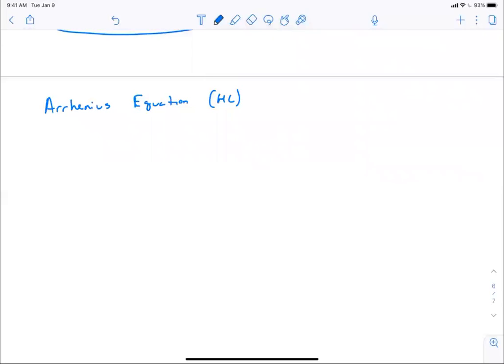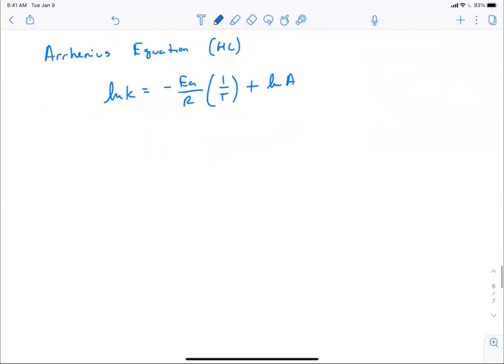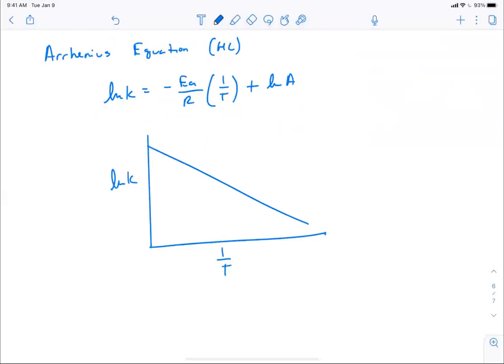Last thing in topic 6 and 16, the Arrhenius equation. Natural log of k is equal to negative Ea over R times 1 over T plus natural log of A. Again, the IB gives a lot of different scenarios. It just depends on what information they're giving you. But I like it this way because this is the slope equation. If you graph natural log of k versus 1 over temperature, you'll get a line, and that slope is equal to negative Ea over R, Ea being your activation energy.